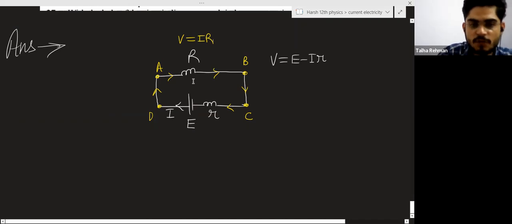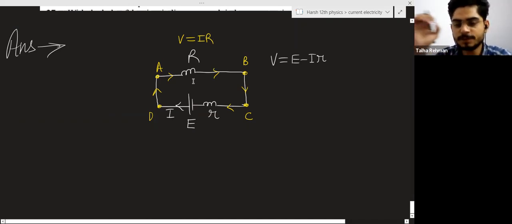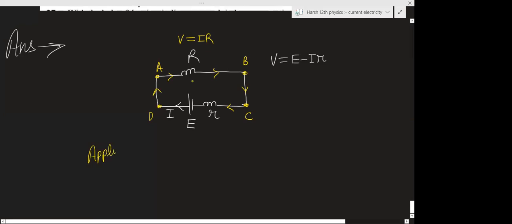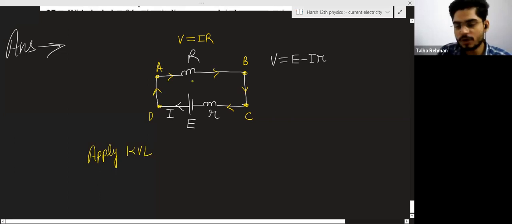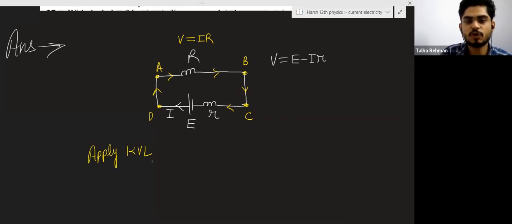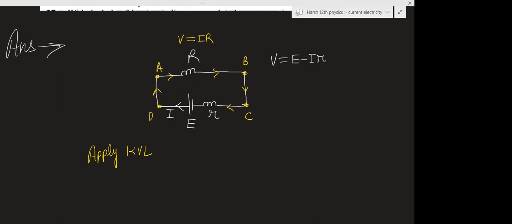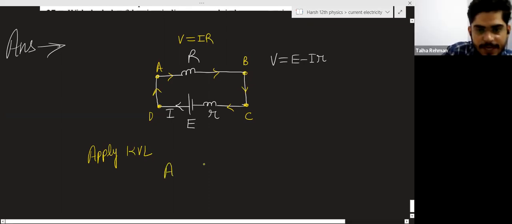Now we will apply Kirchhoff's voltage law. How will we apply it? We will choose any path. So Harsh, which path do you want to choose? Sir, A, B, C, D, A. Okay, very good. A, B, C, D, A path you have chosen.